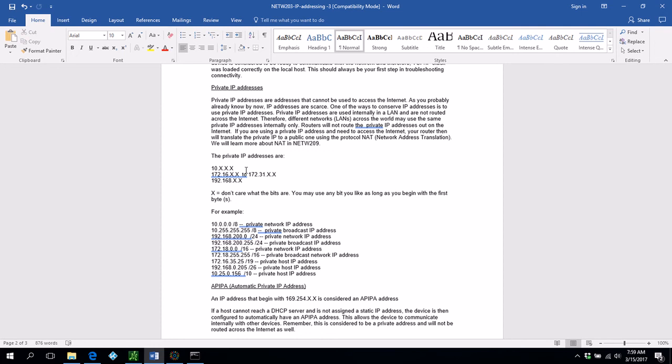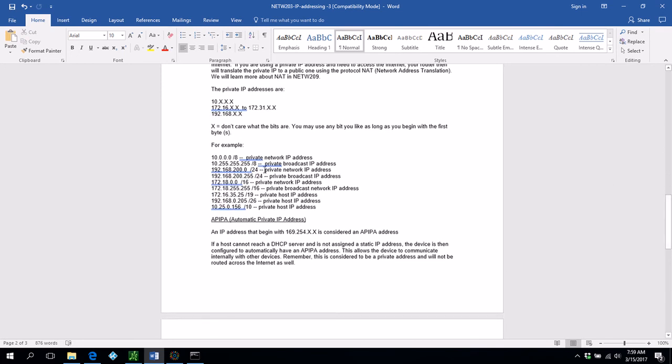Okay? By the way, with IPv6, when we talk about that, there's no need for NAT. Everyone will get a global IP address, and no translation is required for IPv6. All right, so here are a whole bunch of different examples, but they are all private IP addresses, as you can see. For example, this is a broadcast. The second one right here is the private broadcast IP address, and so on. So you can take a look at it.